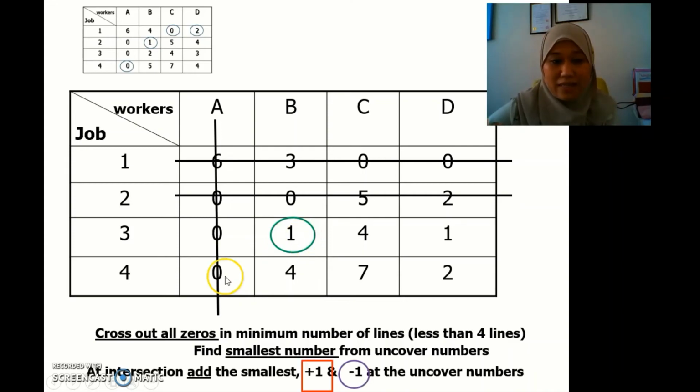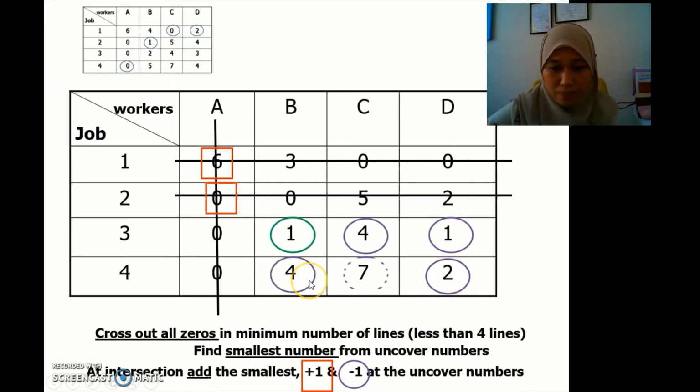Okay, next. At the intersection, add the smallest number, which is 1 here, and minus 1 at the uncovered numbers. So the intersection is here, because there are 2 lines intersecting here, and this also has 2 lines intersecting here. So in the square area, we need to add 1 because this is the smallest number. So it's going to be 7 and it's going to be 1. And then for the uncovered, which are 4, 2, 1, and 4 and 7, we need to minus 1.